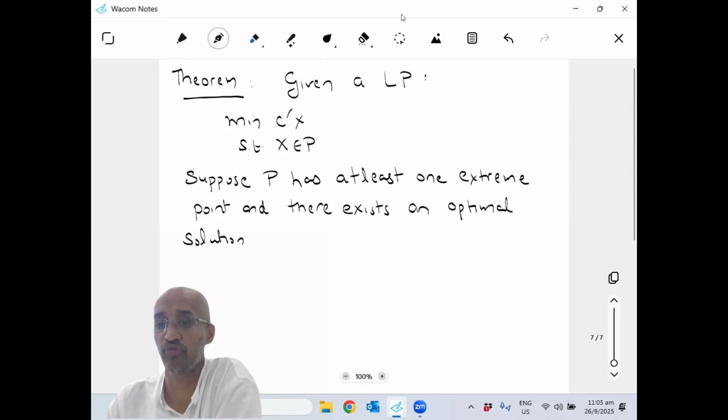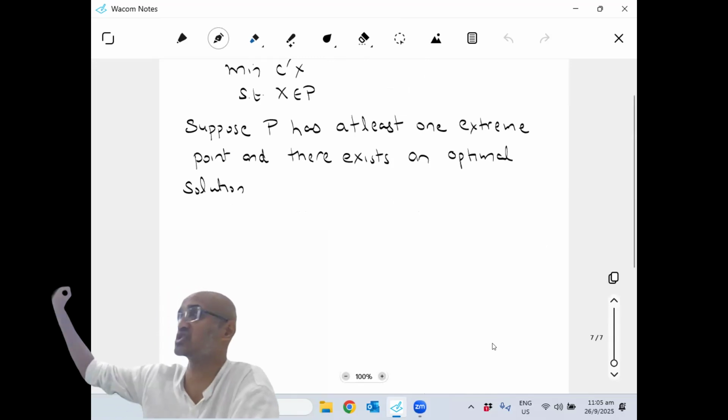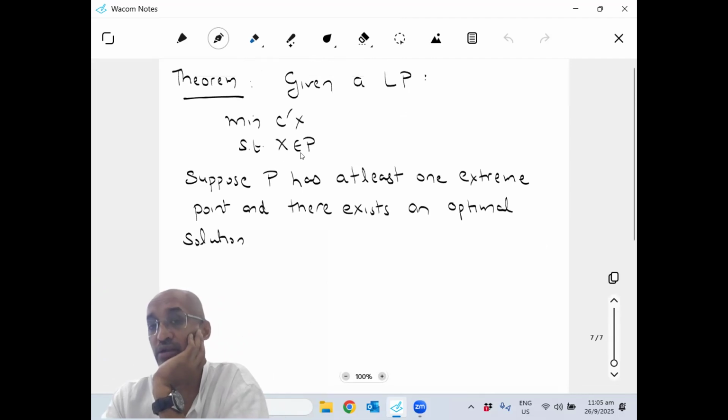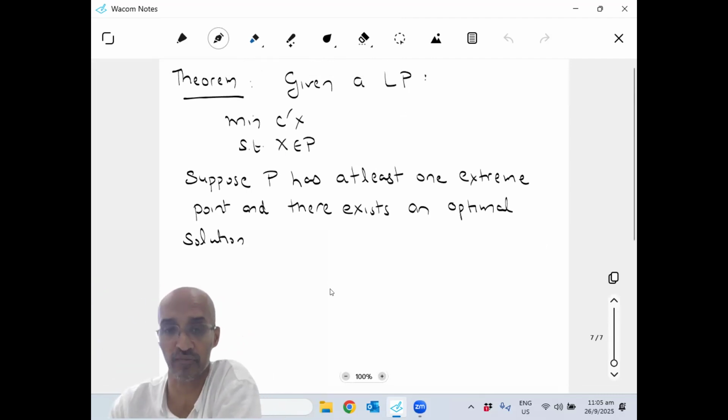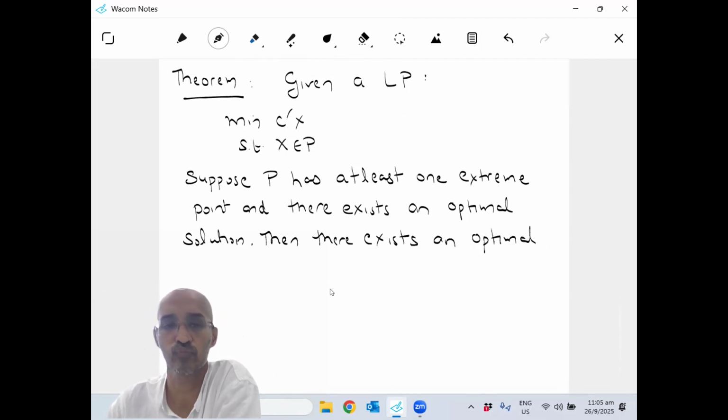So for example, if I take an LP of this type, you can have directions in which you can be unbounded. Suppose you have a problem where this polyhedron has an extreme point, which means it does not have a line, and the optimal value is finite. That means there exists some optimum solution. Then what you can claim is that there exists an optimal solution at an extreme point of P.